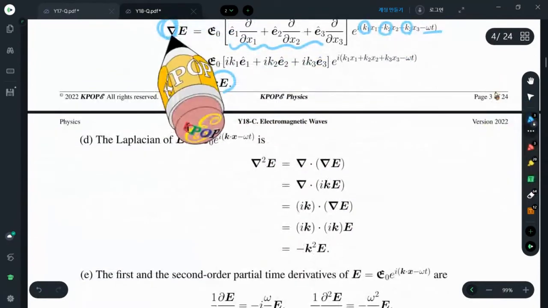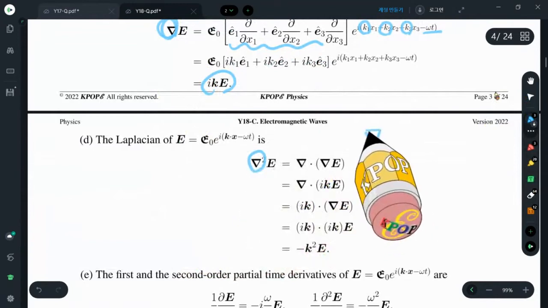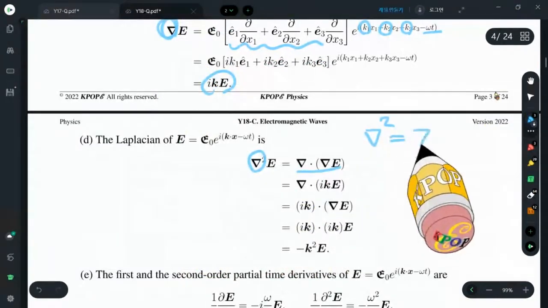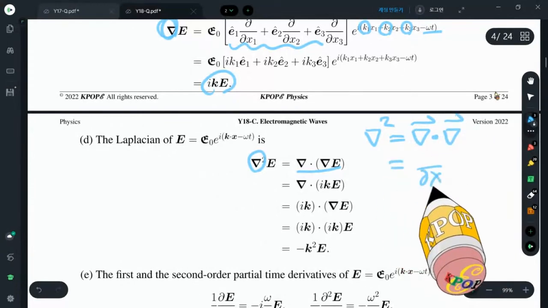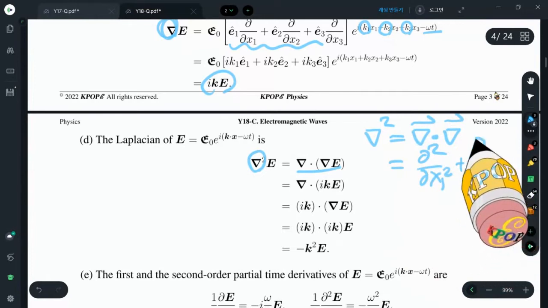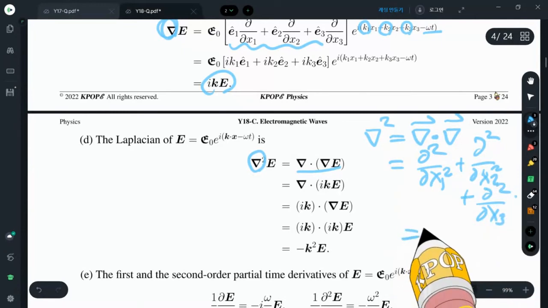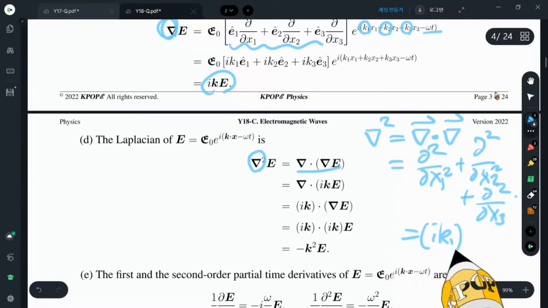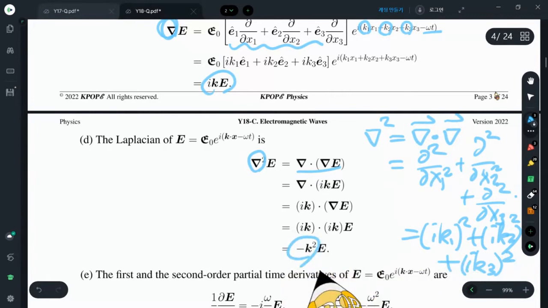Next, we consider applying the Laplacian operator. And the Laplacian is defined by the divergence of a gradient. So that is the double derivative with respect to x1, x2, and x3. So the answer is (ik1) squared plus (ik2) squared plus (ik3) squared. That's minus k squared. Simple.